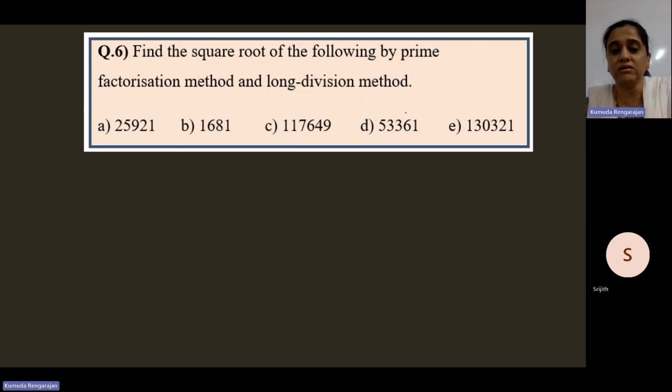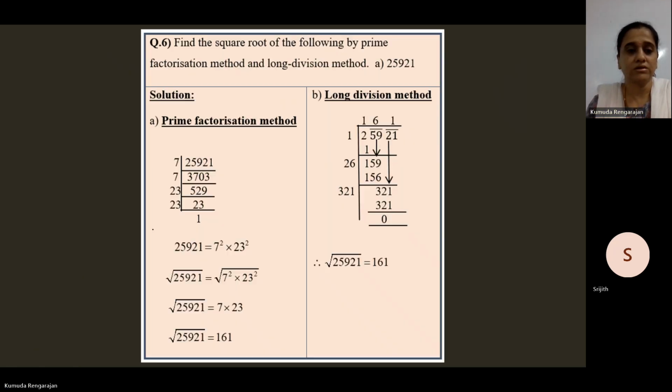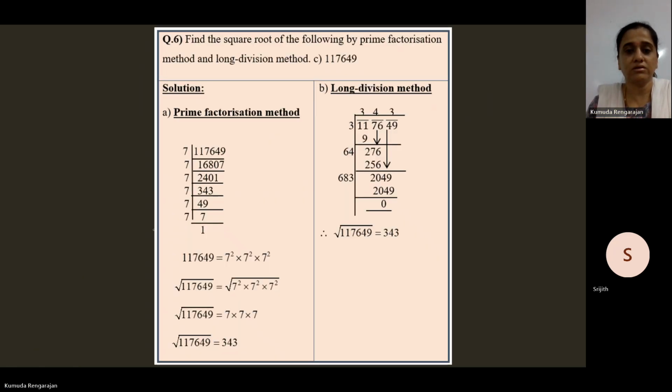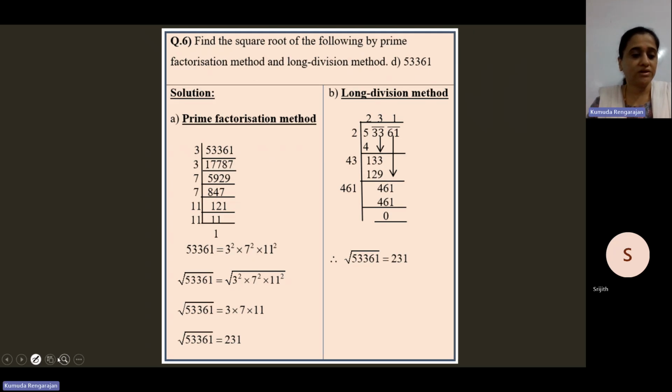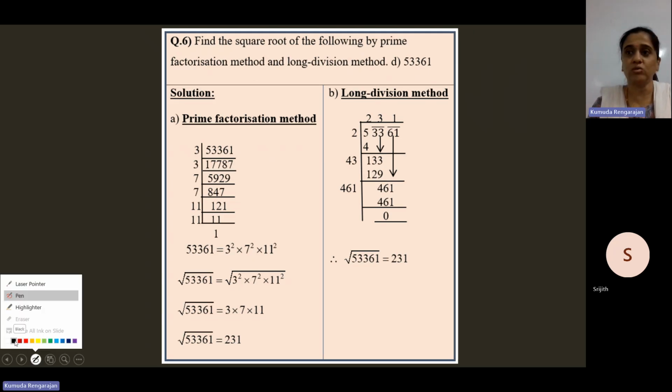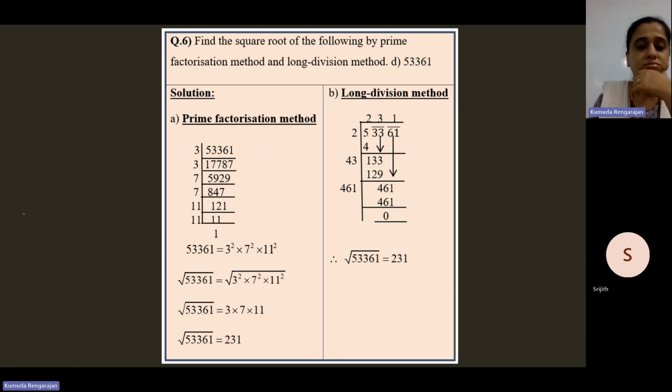Now we'll see the long division method for these two numbers. Check your answer. I'll be sharing this on WhatsApp with you. If you're wrong, just identify where you've gone wrong. If you have a doubt, you can ask me. Prime factorization method you will try by yourself. So don't try to write on that now. Check your long division procedure.